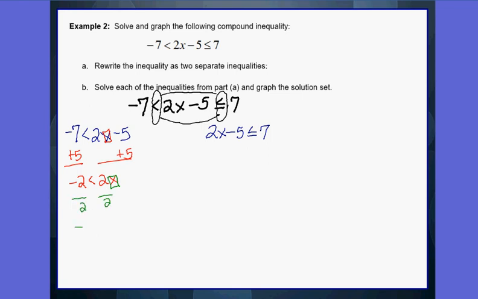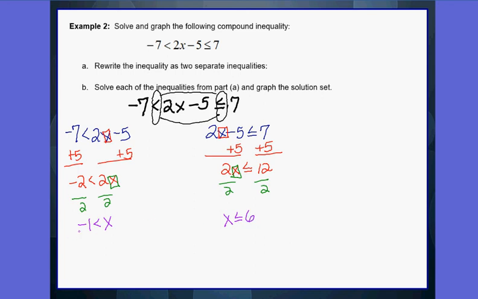I get -1 must be less than x. Now let's solve for x over here. Let's add 5 to both sides. We have 2x is less than or equal to 12. To isolate x, we divide by 2. Division property of equality tells me that x is less than or equal to 6.